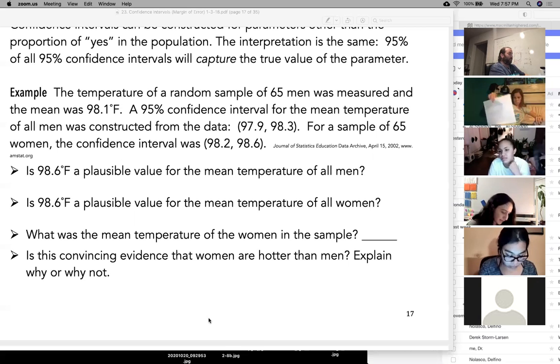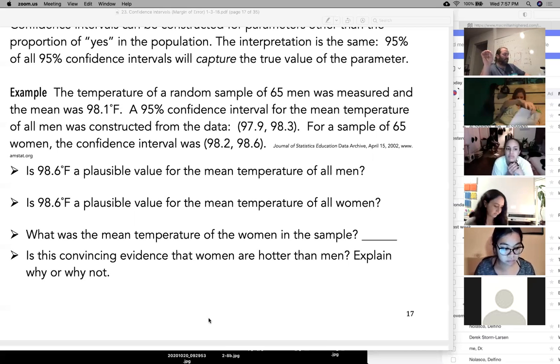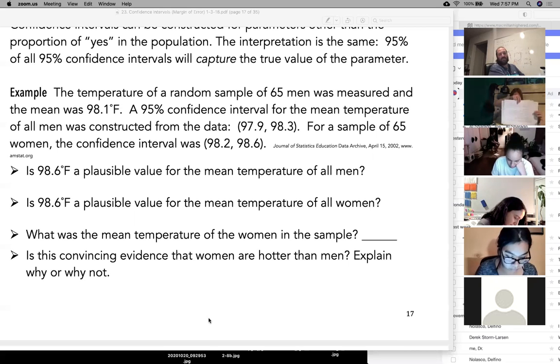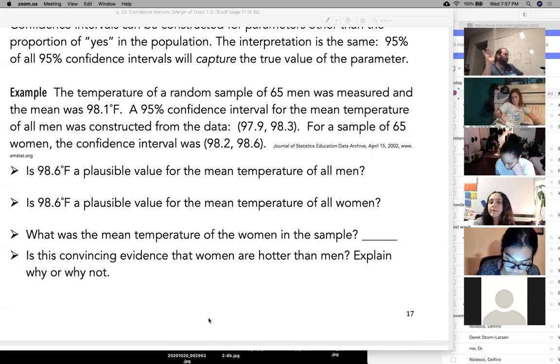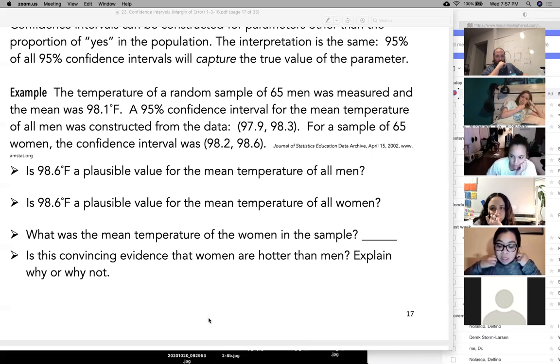No, because they only asked 65 people. Okay, so that's a very valid point. It's a relatively small sample. Let's say it was a bigger sample, but this was still the confidence intervals that we got. Would you say, if it was 1,000 people, even though the margin of errors would be smaller, but let's ignore that for now, if it was a huge sample and these were our confidence intervals, would you say that it's convincing evidence that women are hotter than men? Yes, because the average is higher than the men's. The men's average is 98.1.